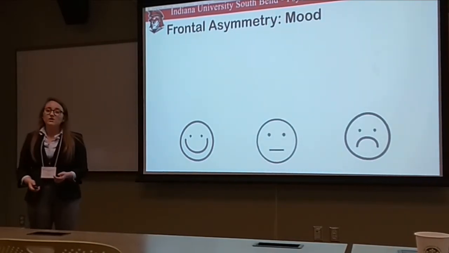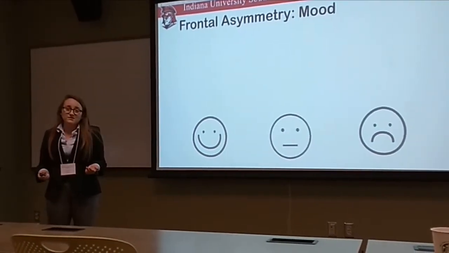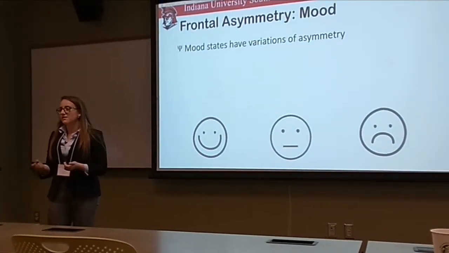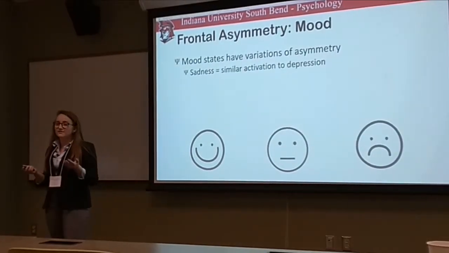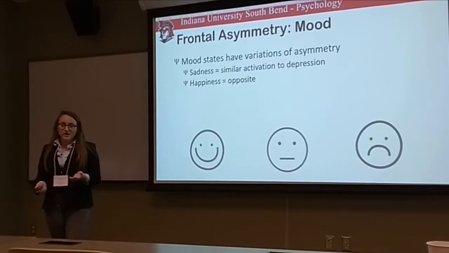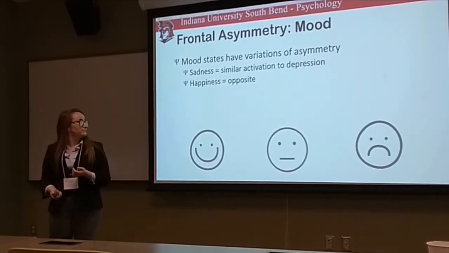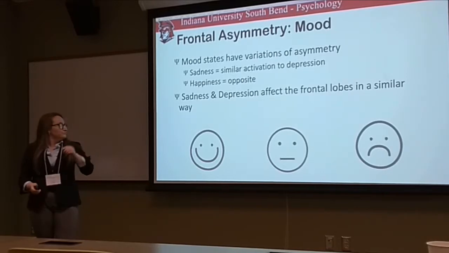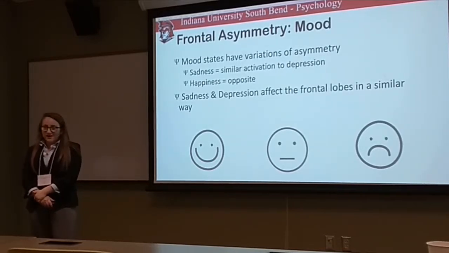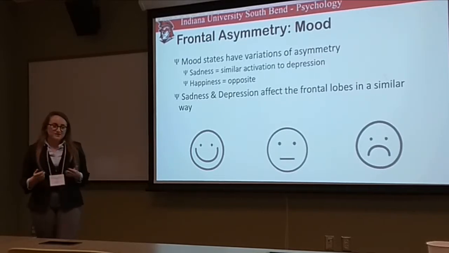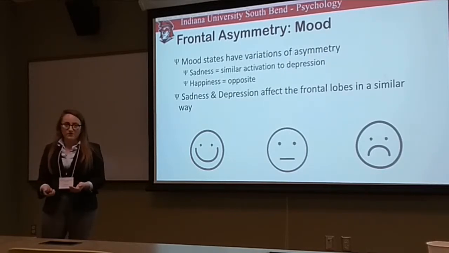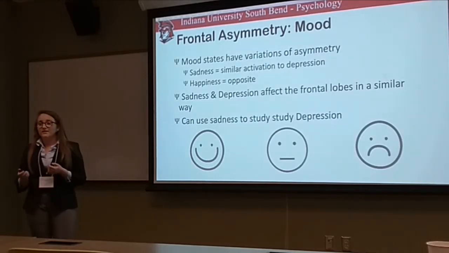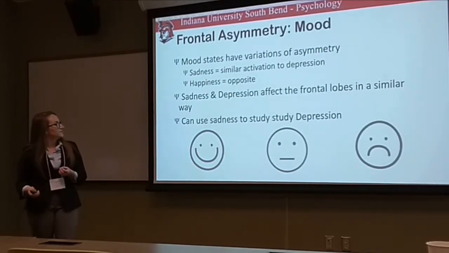So frontal lobe asymmetry also applies to different mood states. Different mood states have different variations of asymmetry as well, with sadness mimicking depression in the sense that there's more right than left, and happiness being the opposite, more left activity than right frontal activity. So as you can see, depression and sadness affect the cortex in a similar way. Maybe sadness isn't as severely impacted as depression, but they are comparable, and therefore we can study them, and we can imply things about depression by studying people who are induced with sadness.